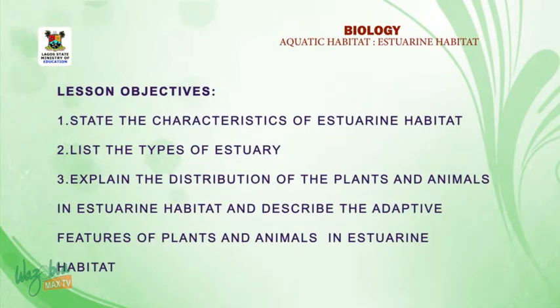Lesson objectives. At the end of the lesson, students should be able to: 1. State the characteristics of estuarine habitat. 2. List the types of estuarine. 3. Explain the distribution of the plants and animals in estuarine habitat and describe the adaptive features of plants and animals in estuarine habitat.